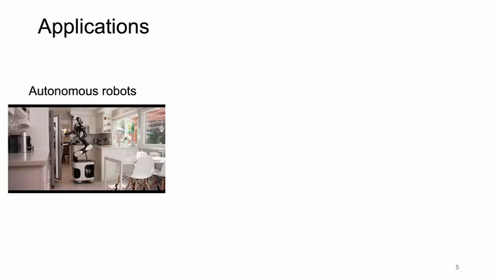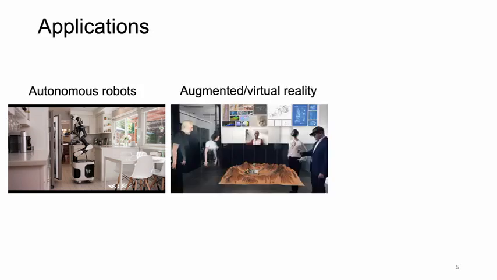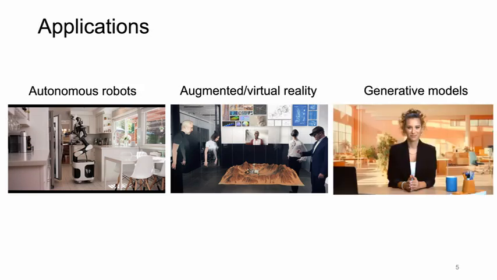For example, for autonomous robots, we want them to be able to react to human speech commands or to react to emergencies such as a fire alarm going off and locate the location of this emergency. It's also important for augmented and virtual reality, where we want to provide users with immersive auditory and visual experience, or for generative models where we want to generate synchronized video and audio streams.